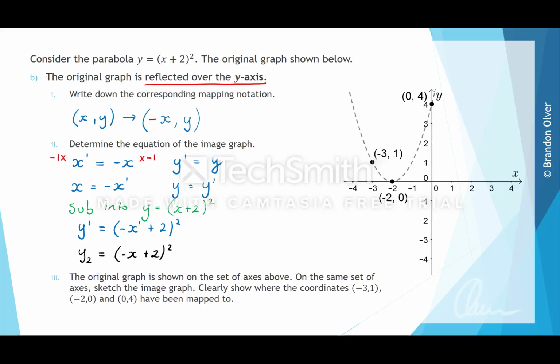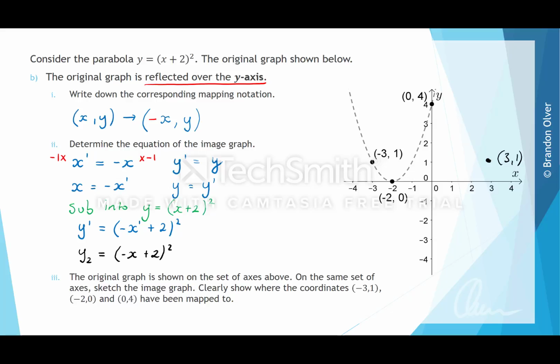For part 3, the original graph is sketched on the set of axes above, and on that same set of axes we want to sketch our image graph. We want to once again clearly show where the coordinates (-3, 1), (-2, 0), and (0, 4) have been mapped to. This time we're reflecting over the y-axis. If we start with the coordinate (-3, 1), we're going to multiply the x value -3 by -1, which will give us +3. So that point is going to map from here to here, and that coordinate is now going to be (3, 1).